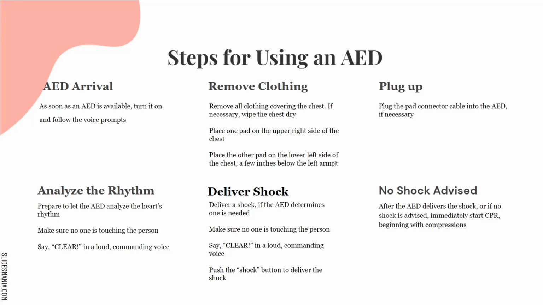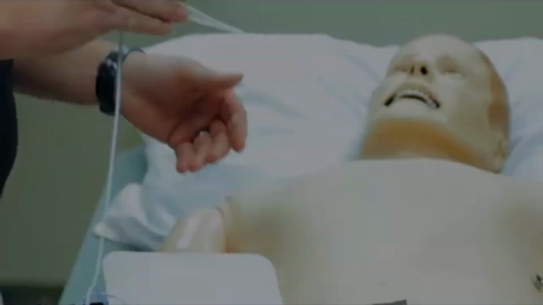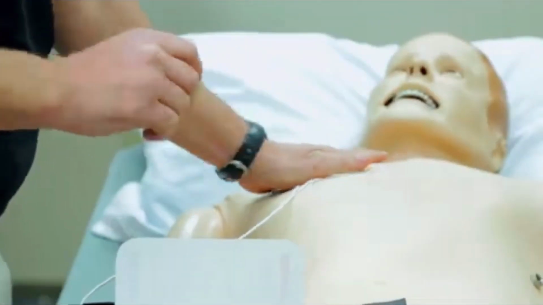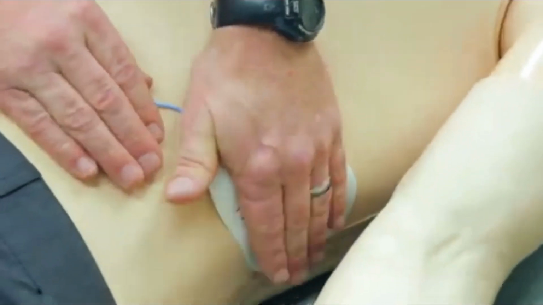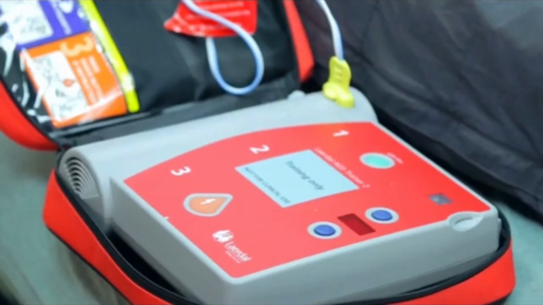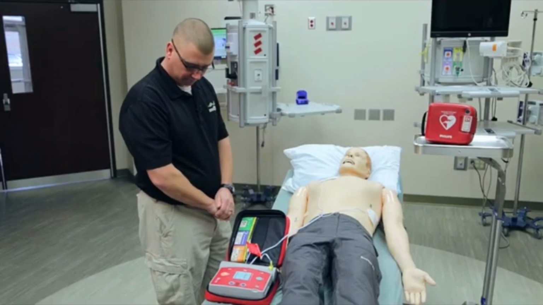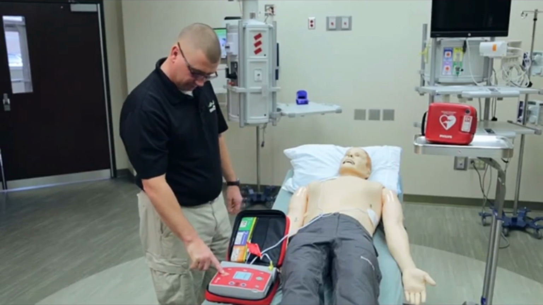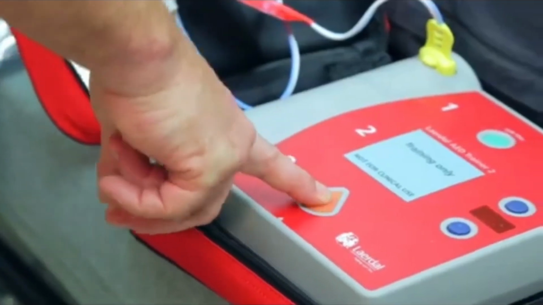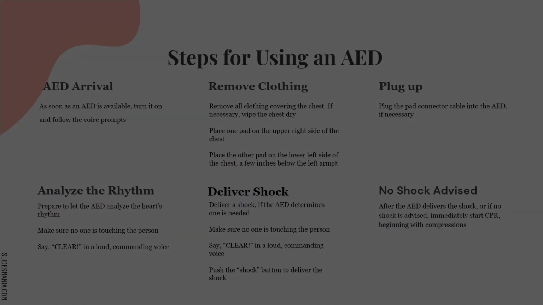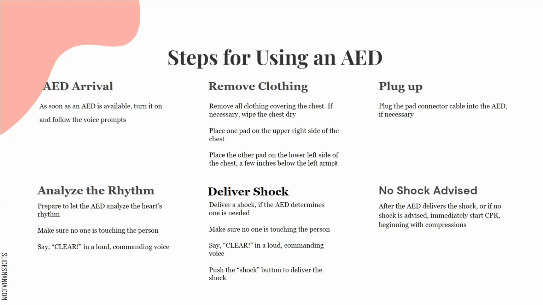You place one pad on the upper right side of the chest, and you place the other pad on the lower left side of the chest, a few inches below the left armpit. Push on them nice and tight, and the AED will tell you what to do from here on out. Charging. Stay clear of patient. Deliver shock now. Press the orange button now. Everybody clear? Shock delivered.